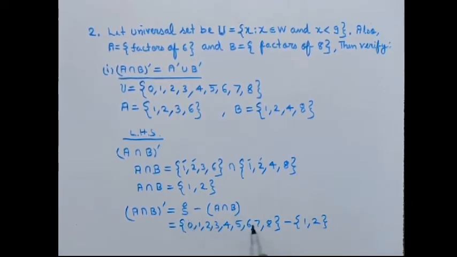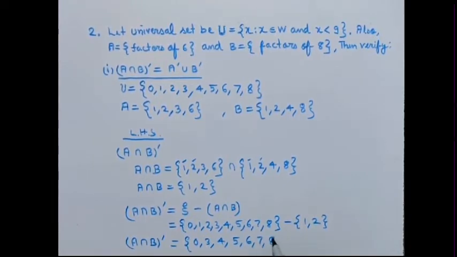So here we just have to take the elements that are present only in the universal set and not in the intersection of A and B. You have to exclude these elements. So A intersection B complement will be equal to 0, 3, 4, 5, 6, 7, and 8. Clear?